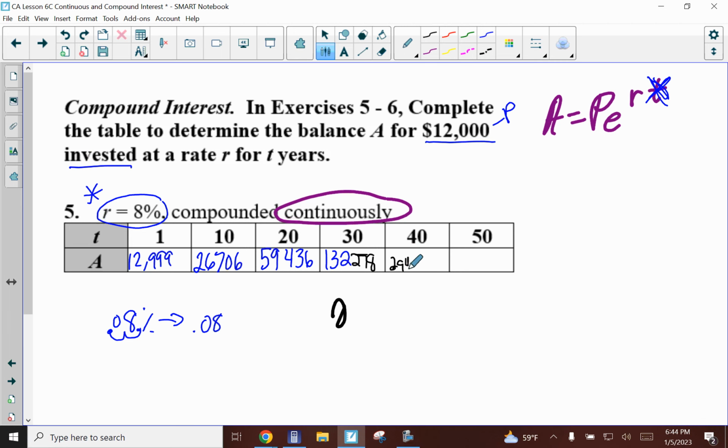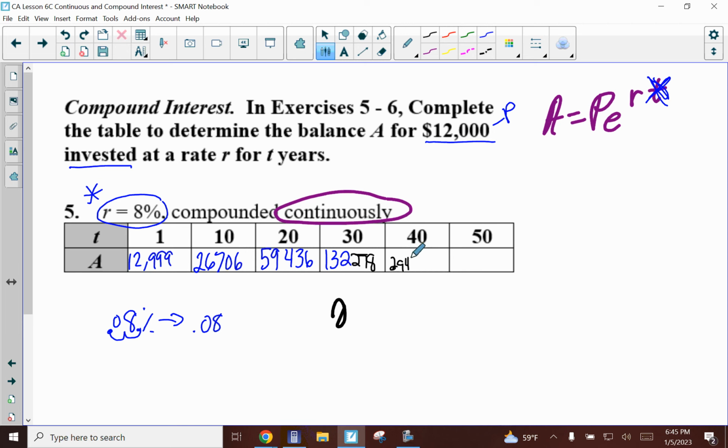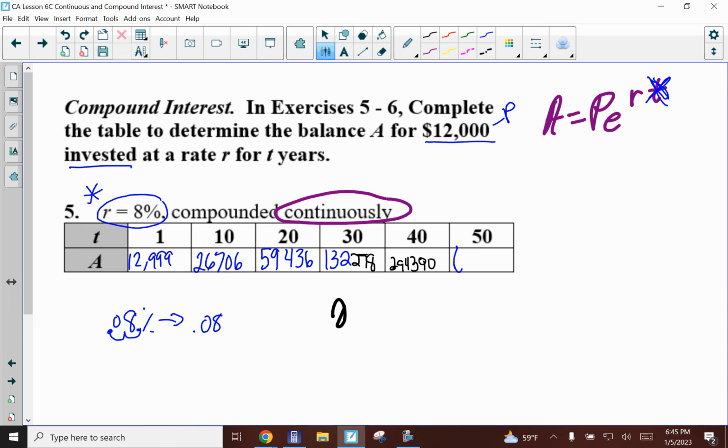294. I have to use the mouse because I think my pen died. And 390. 390. And then the last one, I'm probably not going to write it down. The last one, if I type in 50, that is going to be $655,177.